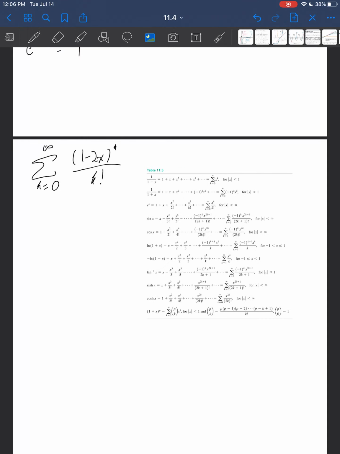So if we do pull up our table, and let me just pull up another one so we don't have to scroll all the way back up, we're looking for something that looks a lot like something to the k over k factorial. And if we come down, e to the x right here, e to the x is the sum of x to the k over k factorial. And so we can replace all of our x's with 1 minus 2x and get the sum.